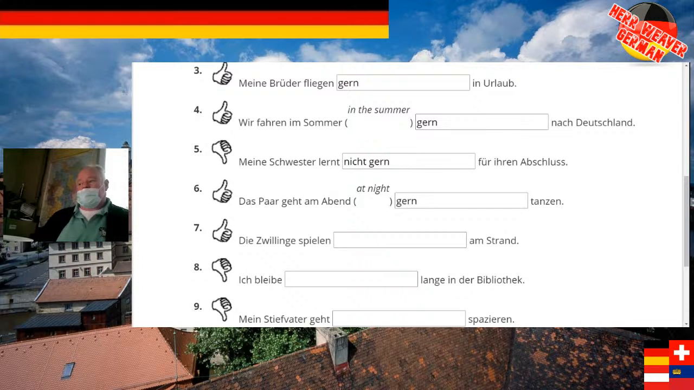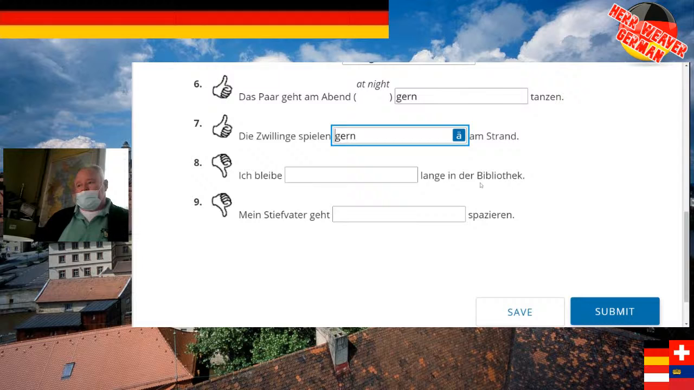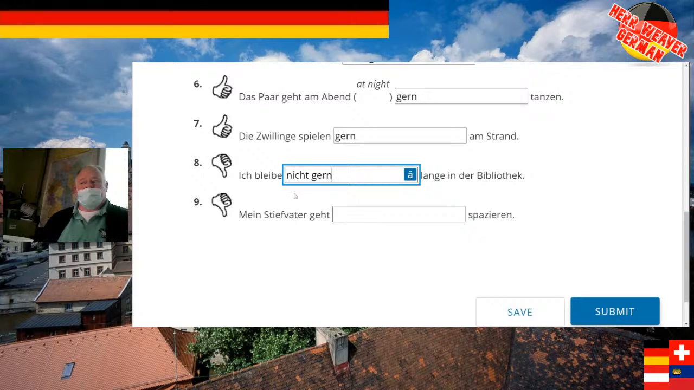Die Zwillinge spielen. What's am Strand? Remember this? You had that word yet? Am Strand? Good, on the beach. Okay, so what's it going to be? Gern. Yeah, they like playing at the beach. Okay. Thumbs down. Ich bleibe lange in der Bibliothek. Nicht gern. What's bleiben? I don't know if we have that word yet. Bleiben is to stay. So we probably say, I don't like staying long at the library, right?